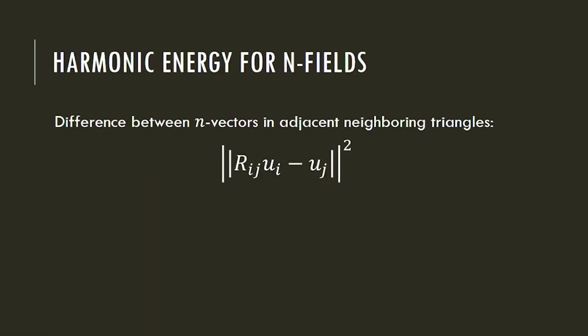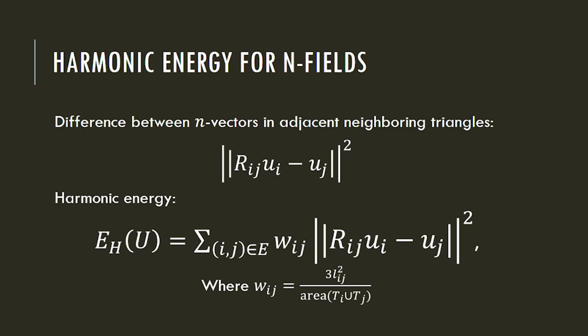The representation vectors allow us to measure the difference between neighboring n vectors by these quadratic terms, where here the Rij's are pre-computed rotation matrices that sort of transport the vector from one triangle into the other. So then we can measure the differences of the representation vectors and use these as a measure for the difference of the n vectors themselves. This, in turn, allows us to define a harmonic energy, a smoothness energy, as a weighted sum of these differences.